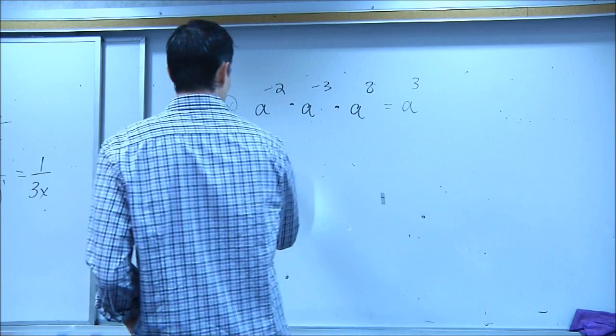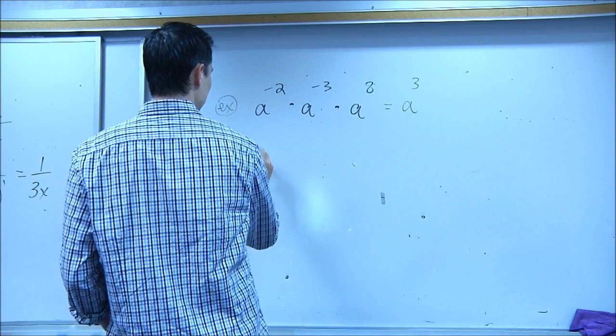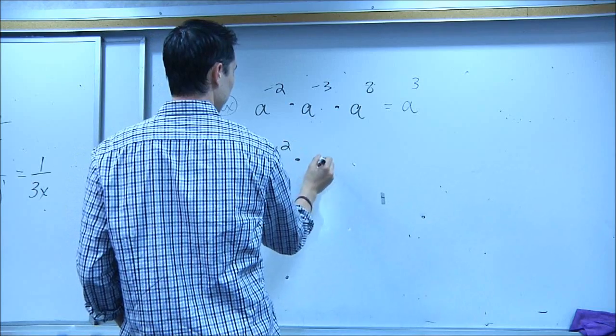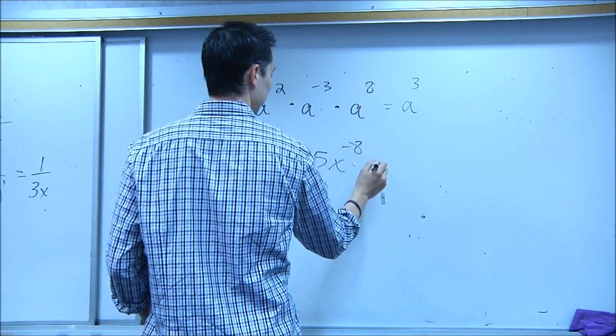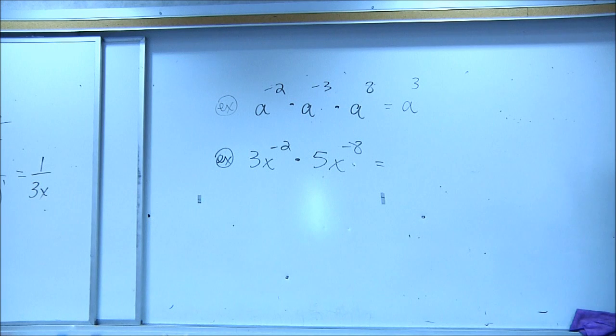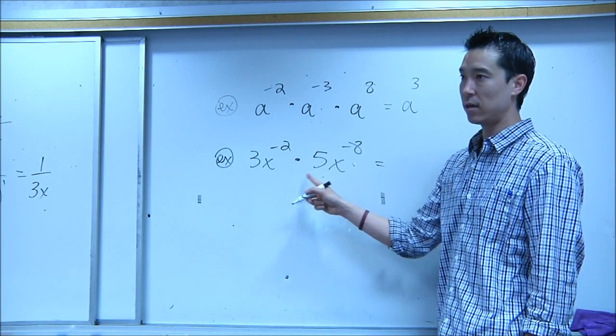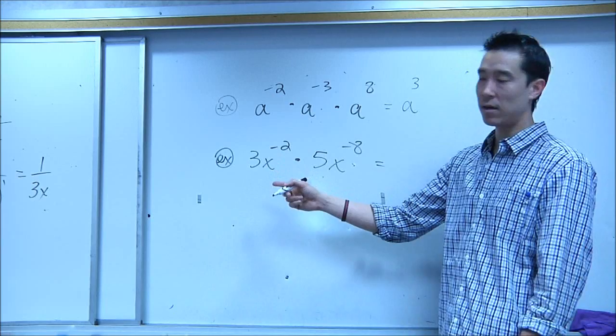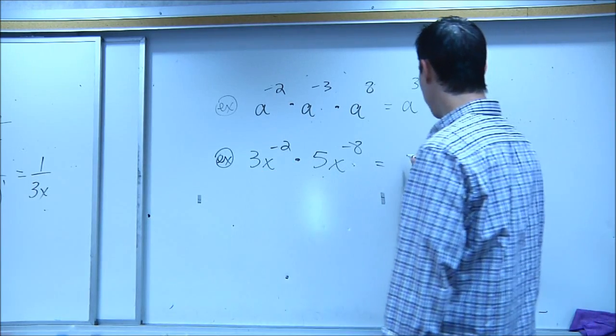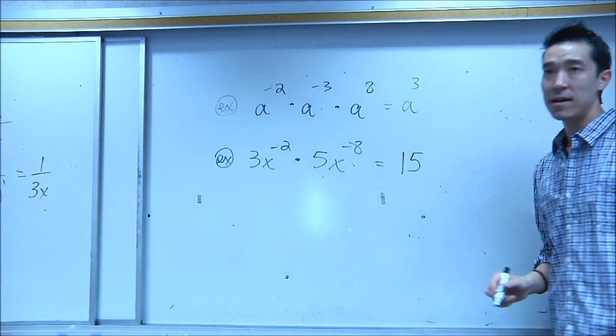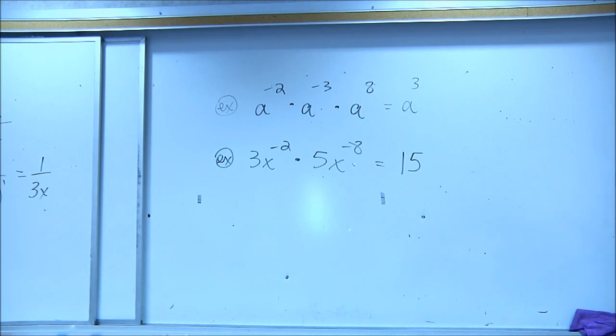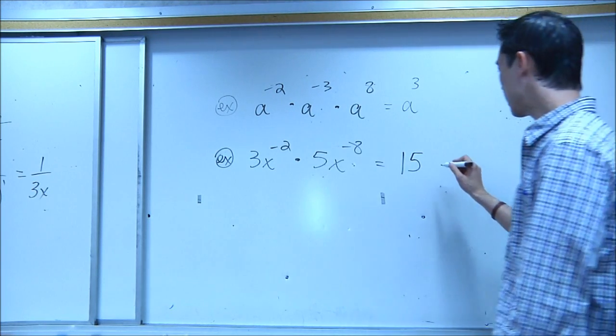Let's do a very similar problem. Three x to the negative 2 times 5x to the negative 8. Okay. This one's a little bit trickier because I have coefficients now in front of the variables. My rule for this is I multiply the coefficients together, right? Just like before. It's the same rules that we had several days ago. 3 times 5 is 15. Do that part first. Now I add the exponents. I have x to the negative 2, x to the negative 8. That adds up to x to the negative 10.